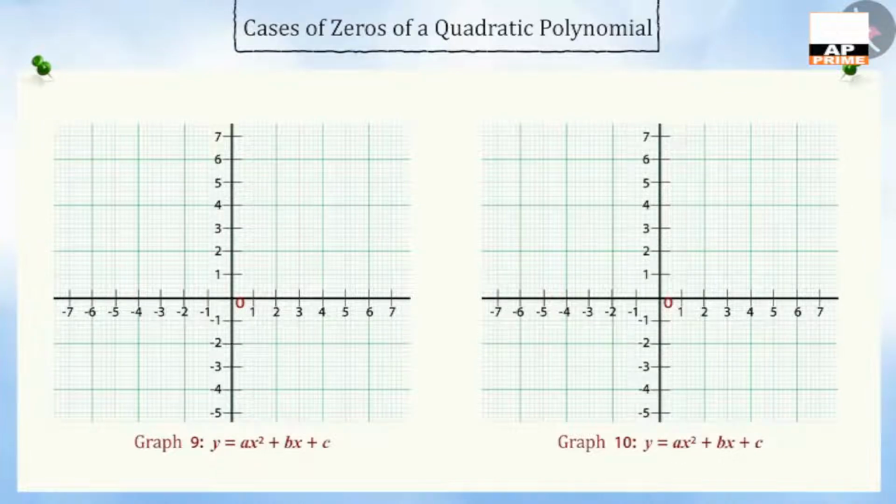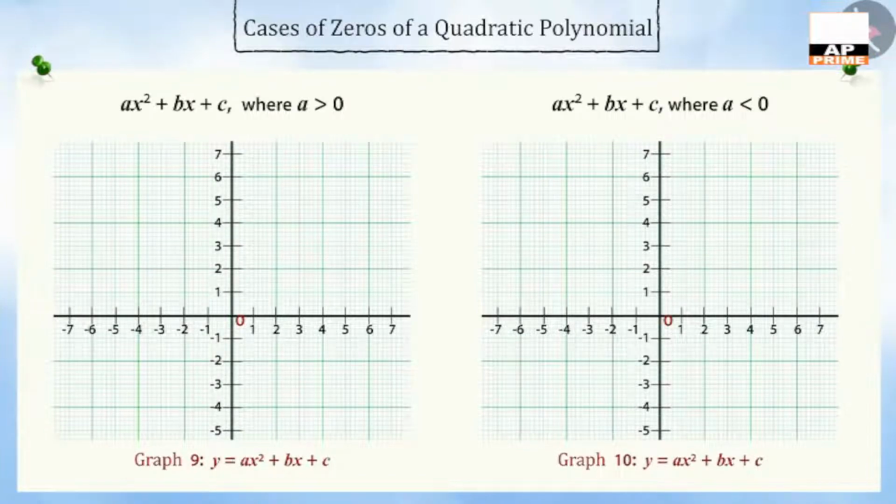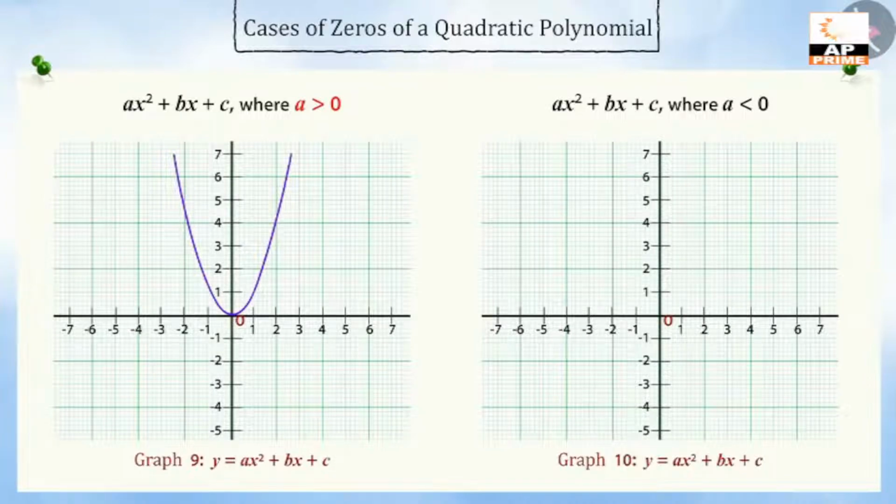Can you tell in which case the graph of a quadratic polynomial will be opened upwards or downwards? If a is greater than 0 in the quadratic equation ax square plus bx plus c, then the parabola will be opened upwards. If a is less than 0 in the quadratic equation ax square plus bx plus c, then the parabola will be opened downwards.